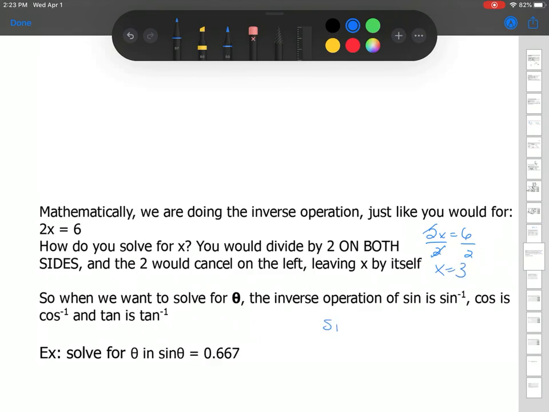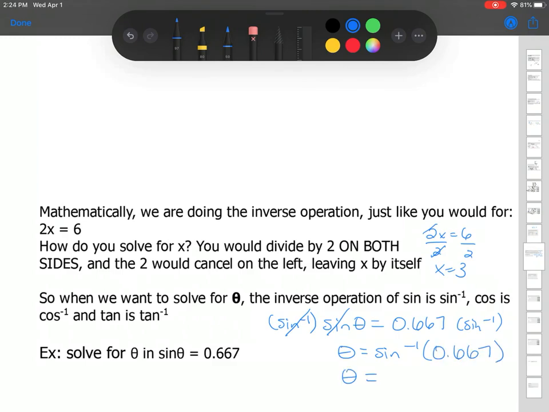That's what we're doing. So sine theta equals 0.667. We're doing sine inverse here, which cancels out. And then that means you have to do it on this side. But most calculators, you push this first, so write it like that, and then you get, to 1 decimal place, 41.8 degrees.